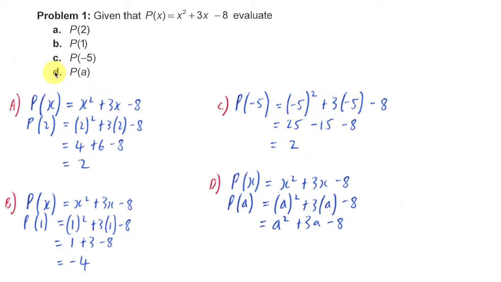This might look a little bit different for d. I'm trying to evaluate what p of a is. So p of x is equal to x squared plus 3x take away 8. Wherever we have an x, I substitute it with a, and you can see p of a just becomes a squared plus 3a take away 8.